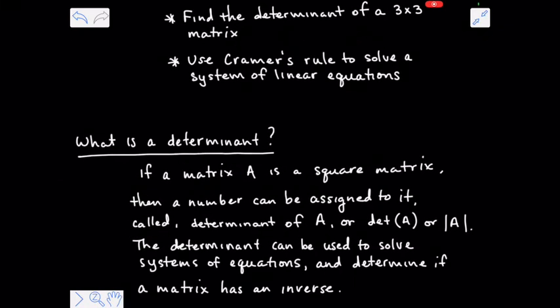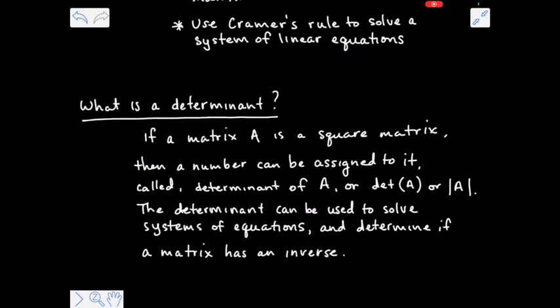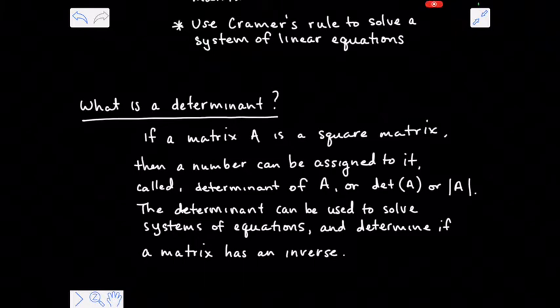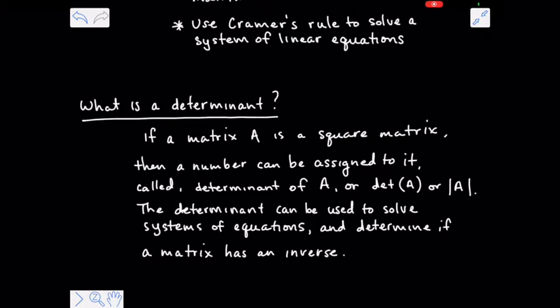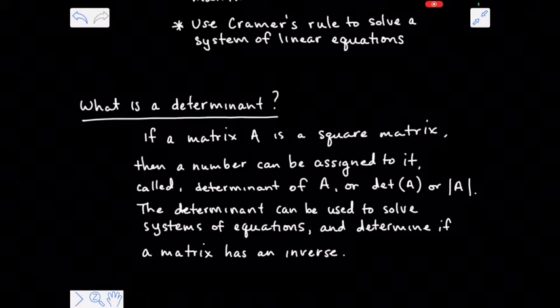So, what is a determinant? It really got its name, determinant, because one of the things a determinant does is determine whether or not a matrix has an inverse. It determines whether or not a square matrix has an inverse.